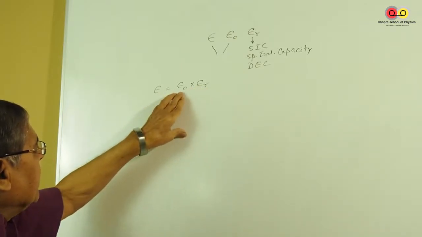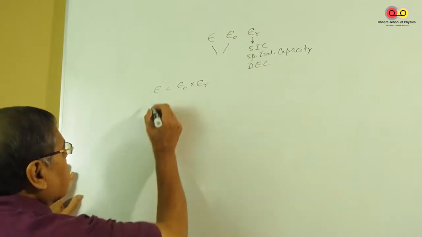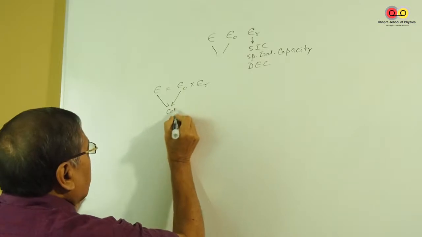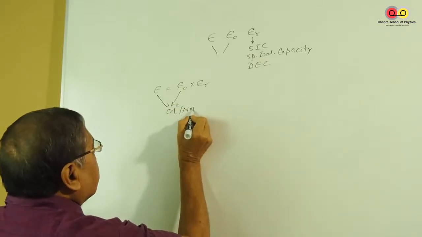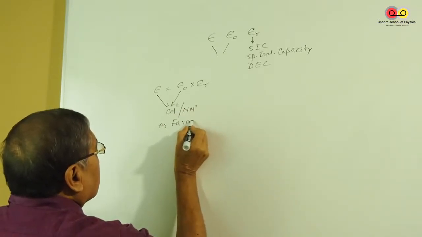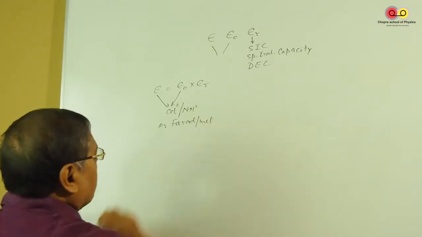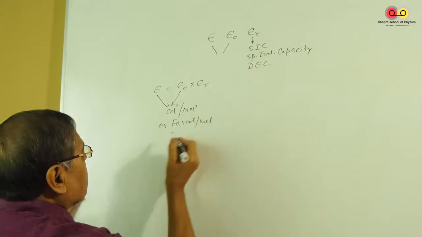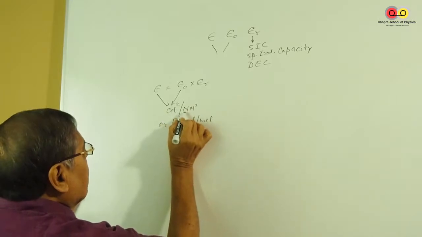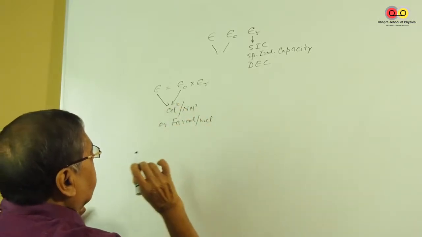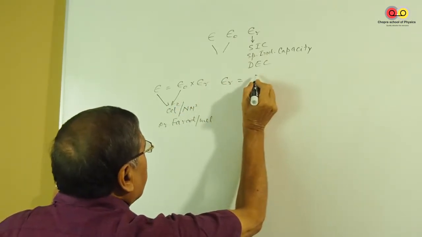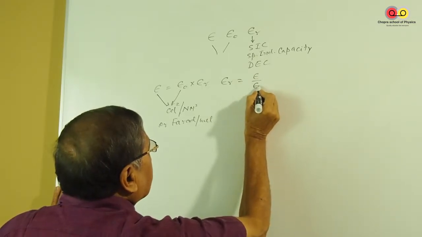For permittivity and absolute permittivity, the units are the same. The units will be Coulomb square per Newton meter square, or Farad per meter. That is, 1 Farad per meter and 1 Coulomb square per Newton meter square are numerically the same. And relative permittivity of a medium will be epsilon over epsilon naught.